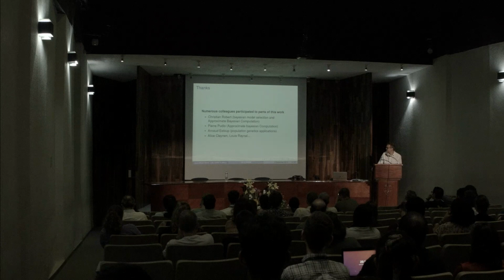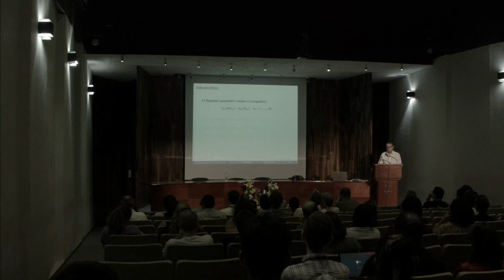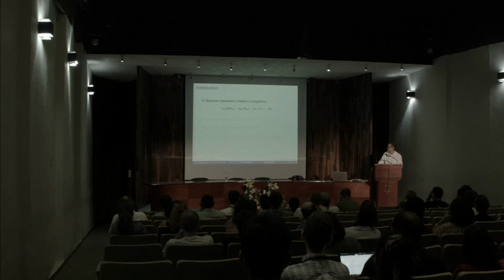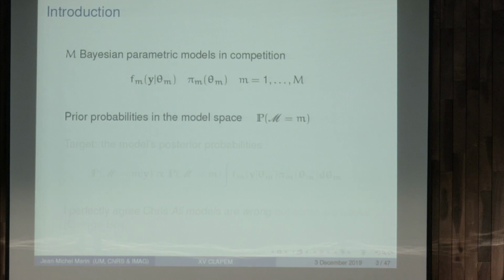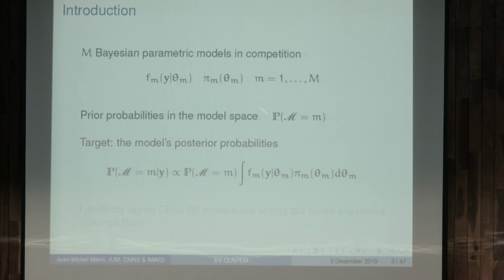Okay, so this is a standard Bayesian model choice question. We have M parametric models in competition, so you have a likelihood for each model, a prior on the parameter of each model, and we are in a Bayesian setup, so we also probabilize the model space. You have a prior probability on the model space, and your target is the posterior probability of the model index given the data set. So you observe the data, and you would like to have access to or approximate this quantity. Once you have it, you can take the maximum of this posterior probability to choose a model, or average with respect to these weights if you would like to predict a quantity.